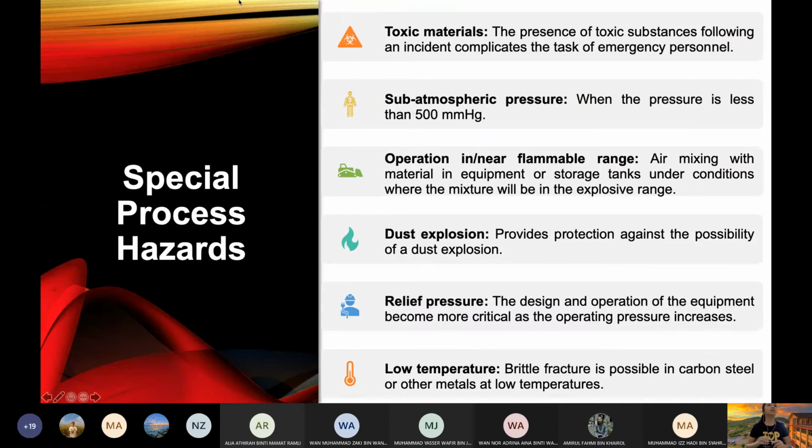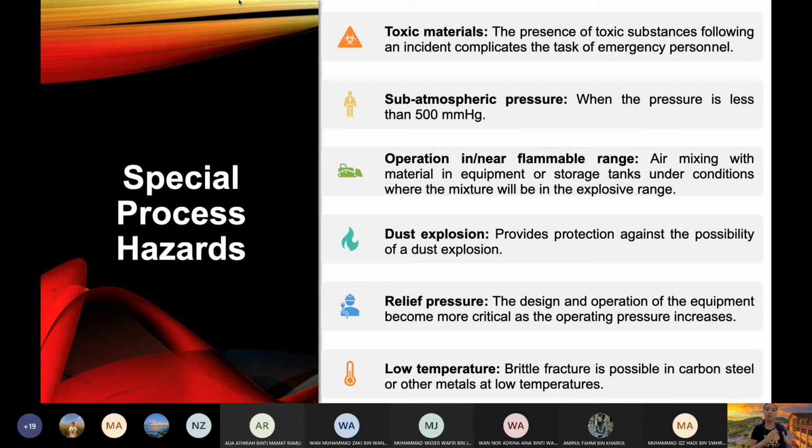Okay. So these are among, what I just said about process hazards in general, right? So these are the special ones that may be related to you. Okay, toxic material. If you're using sub-atmospheric pressure, if you're using operation in near flammable range, dust explosion, relief pressure, low temperature. So I will not explain in detail. I will just give you the general ones. I will just tell you what are the considerations. The notes are already uploaded on VLE. You read this. This is just a reference.